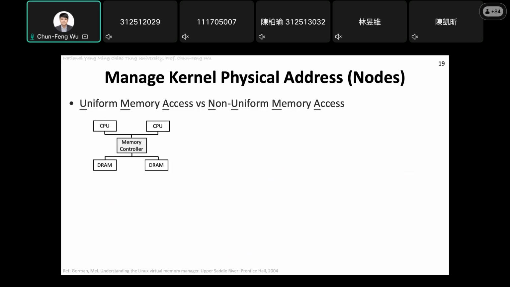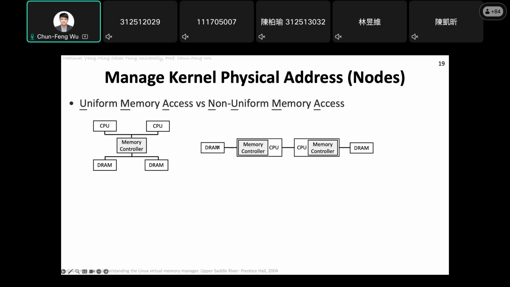Uniform memory access looks like this. In very traditional systems, on the motherboard there is a north bridge. On the north bridge there is a memory controller, and the memory controller helps the CPU access the DRAM. This is the old system, maybe 10 years ago or more. In current systems, the memory controller is moved into the CPU. Each CPU has its own memory controller, and then connects to its DRAM.